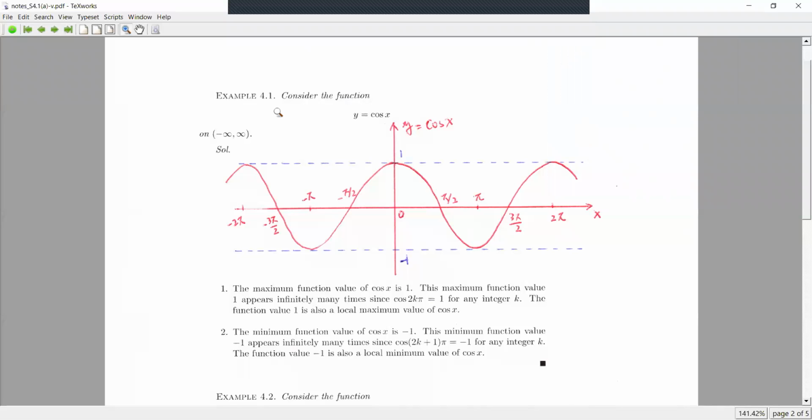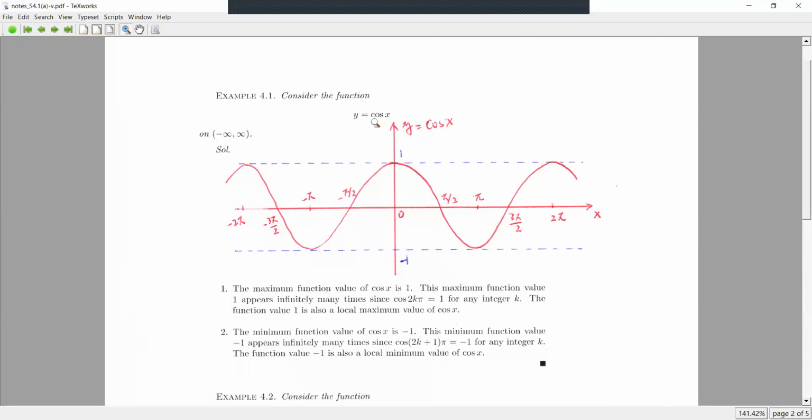Have a look at two examples. Example 1, consider the function cosine. This is the graph of cosine. We know that cosine is between -1 and 1. So the graph of cosine lies between these two horizontal lines. The top horizontal line corresponds to 1, and the bottom horizontal line corresponds to -1.